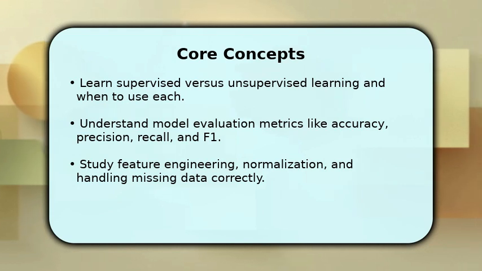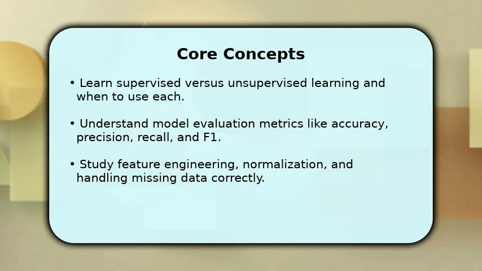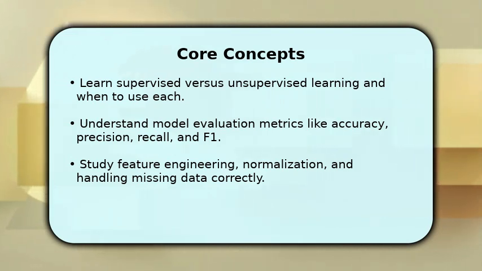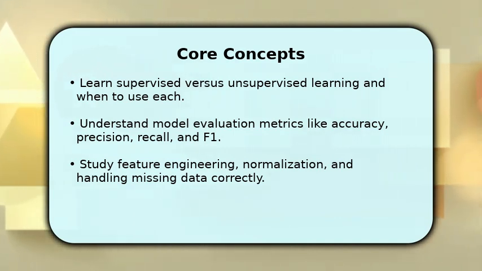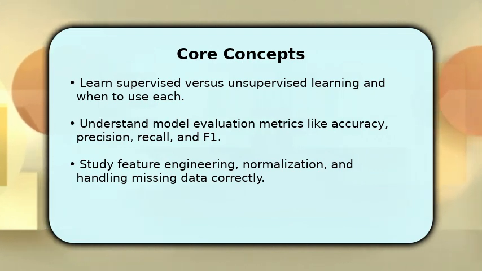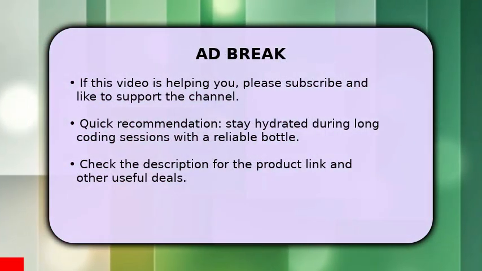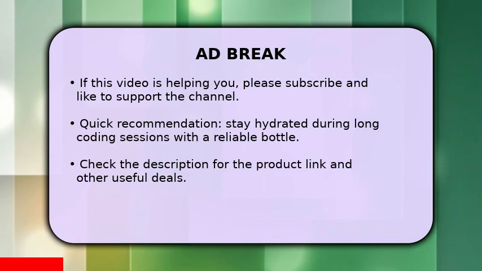Focus on core concepts like supervised versus unsupervised learning, model evaluation metrics, and feature engineering. Start with classification, then try regression and clustering to compare approaches. Experiment with scaling and encoding to see performance changes. Keep notes on what improves results and why, and gradually build a toolkit of preprocessing steps you can reuse across projects.